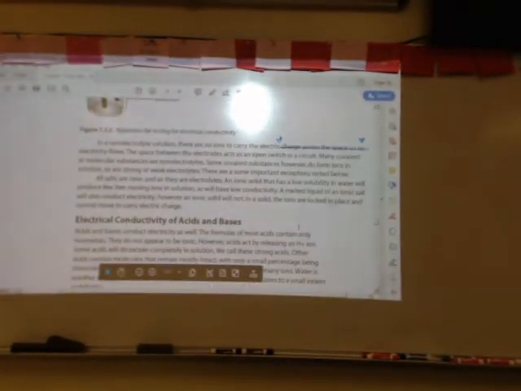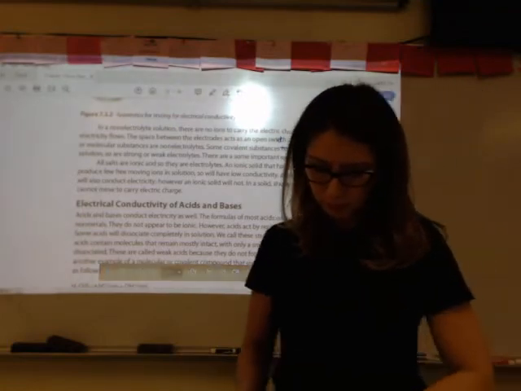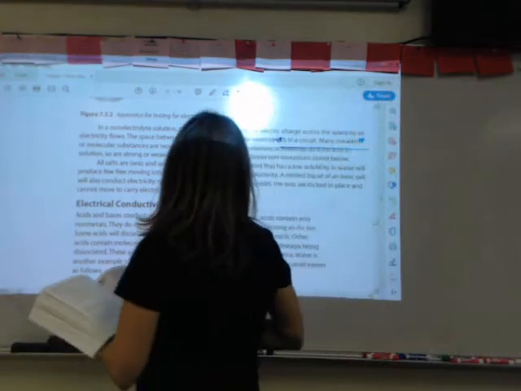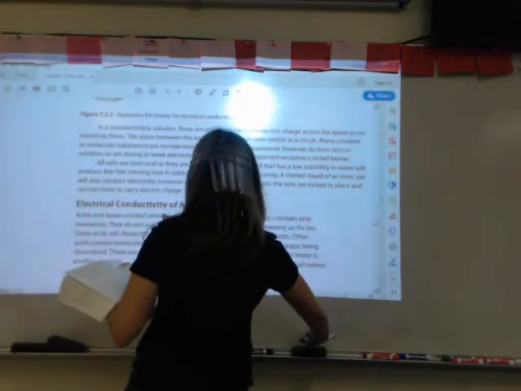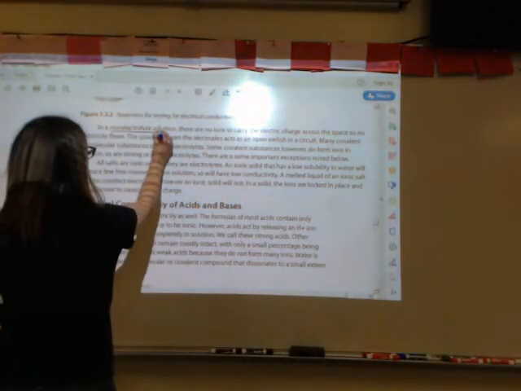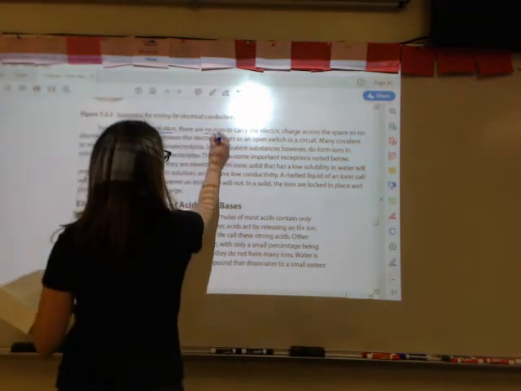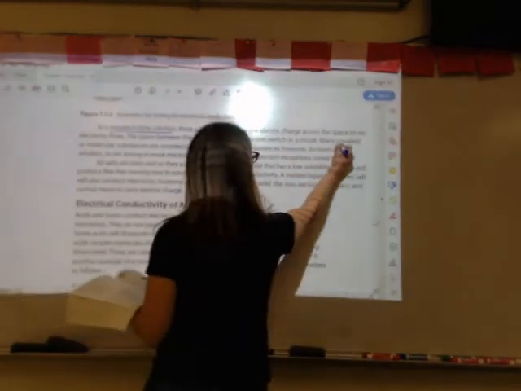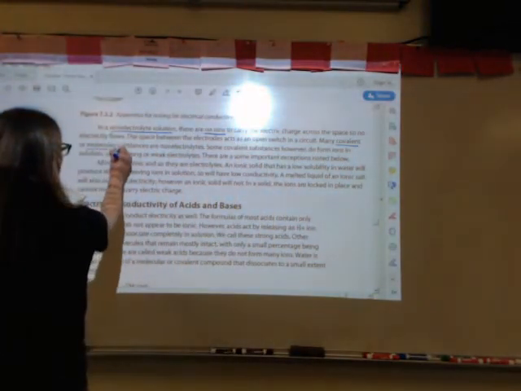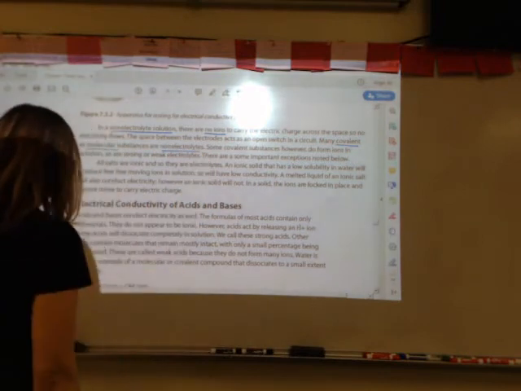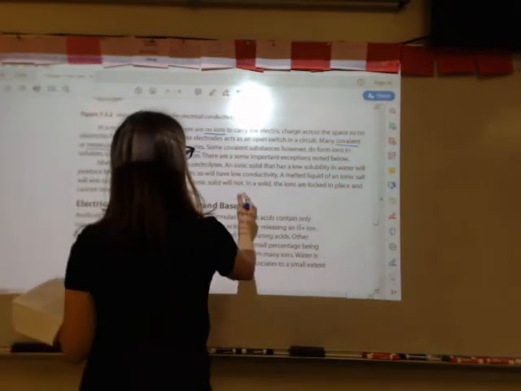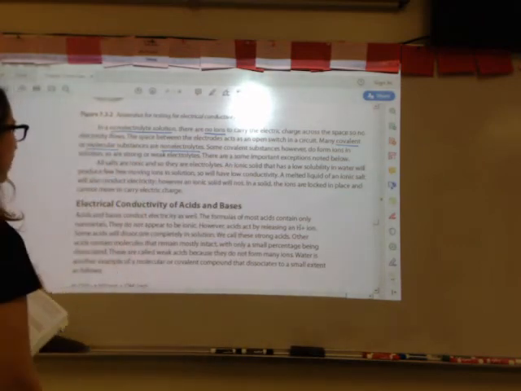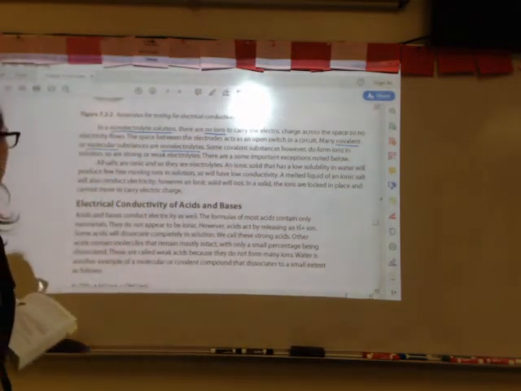So down here, they give you a little bit more information on specific types of solutions. A non-electrolyte solution will have no ions to carry the electric charge. A lot of covalent and molecular compounds are non-electrolytes. Some covalent substances do form ions, so they consider them to be strong or weak electrolytes, and they've noted some of the exceptions.